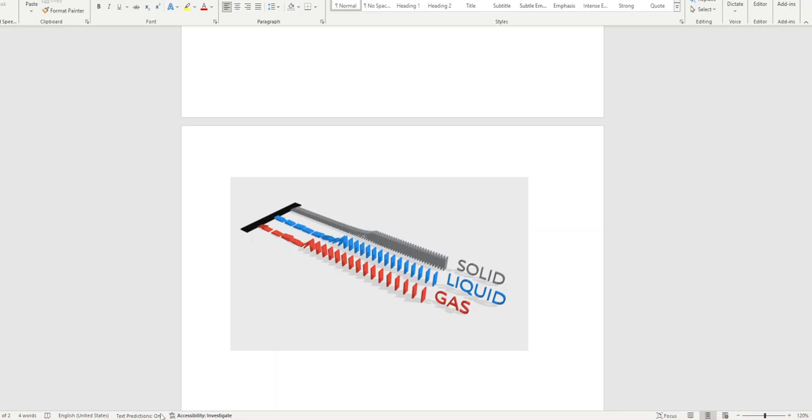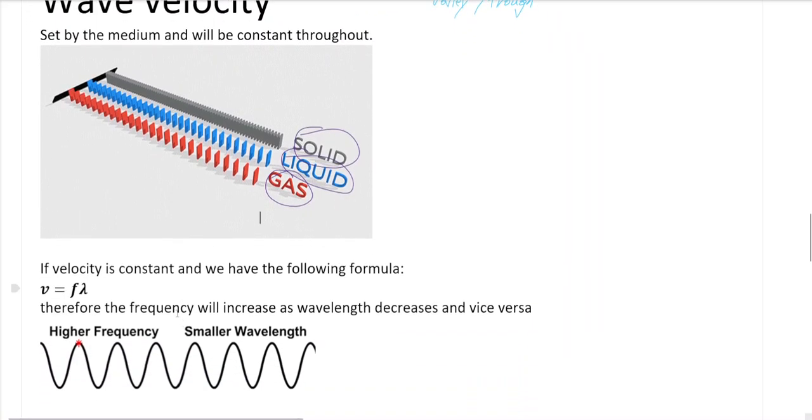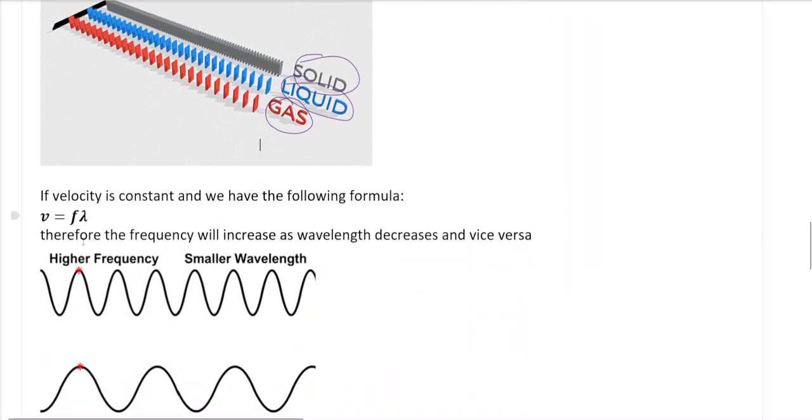And you can see kind of why, if you stare at this GIF long enough. The solid is faster because the tips are hitting the next particle faster. And so every single one goes quicker and quicker, and so it'll reach the end faster. So it's actually moving faster. Okay, so solid, liquid, gas, and then different types of chemicals or substances will have different velocities as well. So if the velocity is constant, we will have the following formula. There's the formula. Therefore, frequency will increase as wavelength decreases and vice versa.